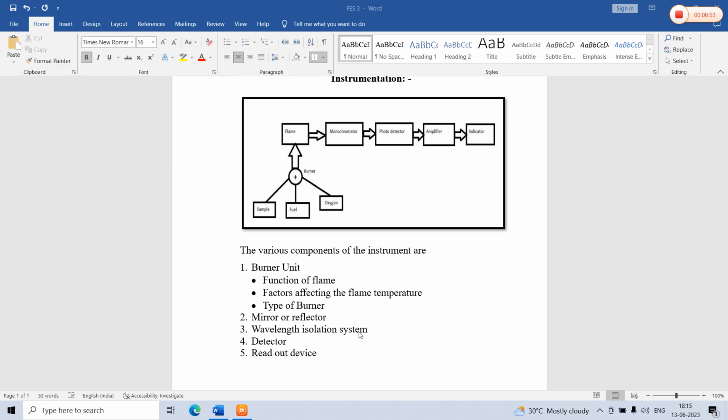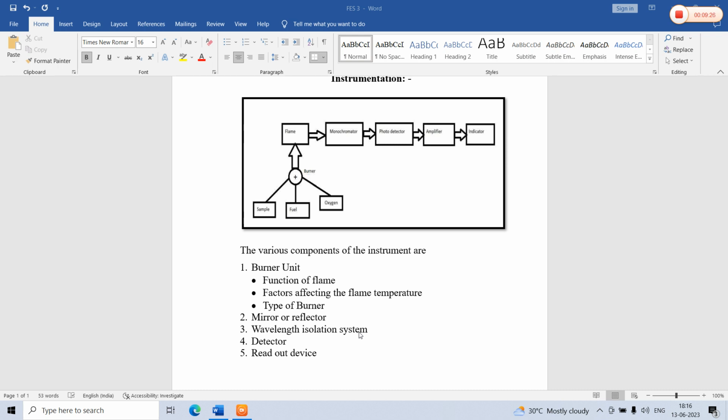Next, the wavelength isolation system. The wavelength isolation system consists of a prism or diffraction grating. The prism works on the principle of Snell's law, and the diffraction grating works on the principle n lambda equals d (sin i plus sin r). So this is the basic principle involved in the wavelength isolation system. A monochromator of the diffraction grating or prism type is preferred so that we get a narrow beam of wavelength.